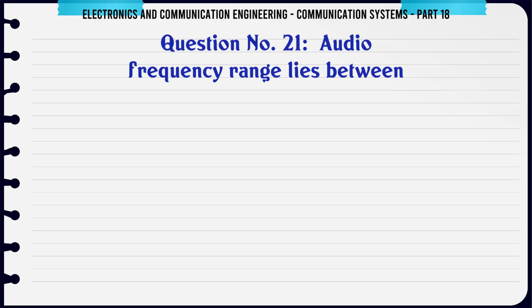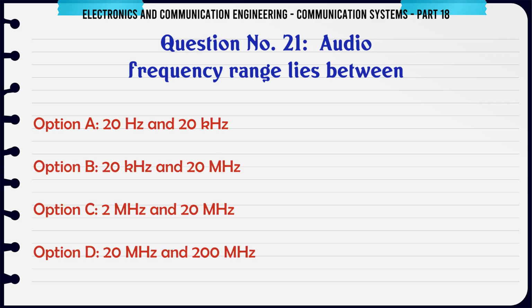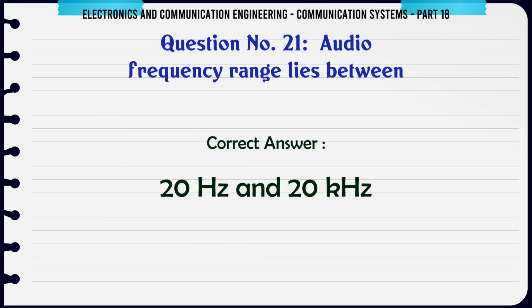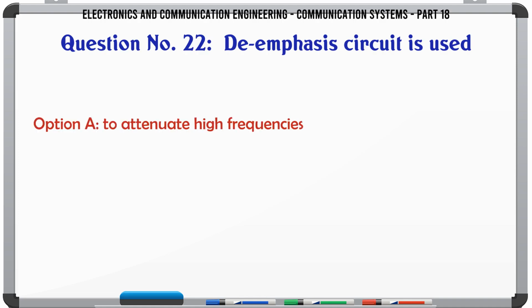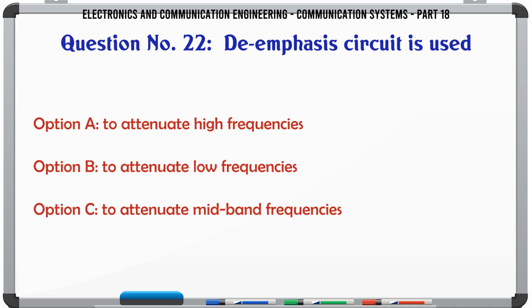Audio frequency range lies between A. 20 Hz and 20 kHz, B. 20 kHz and 20 MHz, C. 2 MHz and 20 MHz, D. 20 MHz and 200 MHz. The correct answer is 20 Hz and 20 kHz. The emphasis circuit is used A. to attenuate high frequencies, B. to attenuate low frequencies, C. to attenuate mid-band frequencies, D. none of the above.